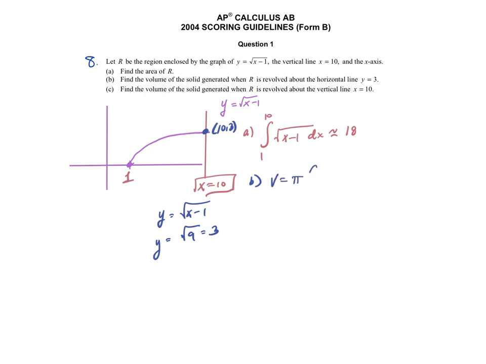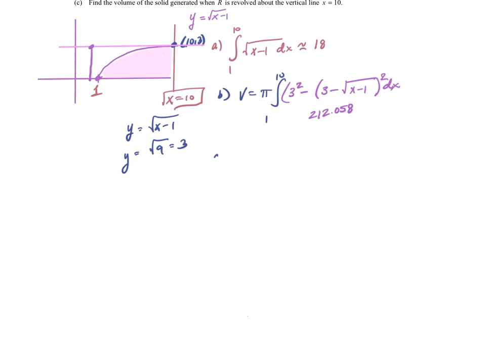All right, so for volume, we're going to do pi, and again, we're going to go from 1 to 10. So big R. Let me draw the line in here. So it's going to be the furthest curve. The curves we're looking at here are this curve and then the zero. So the furthest curve actually is the x-axis. So from there to there, that distance is 3. So 3 squared is 9. So 3 squared minus, and then it's going to be the axis of rotation, so 3, minus the closer curve, so root x minus 1. That's a little r, and we're going to square it like that. Put in the calculator, you get 212.058.